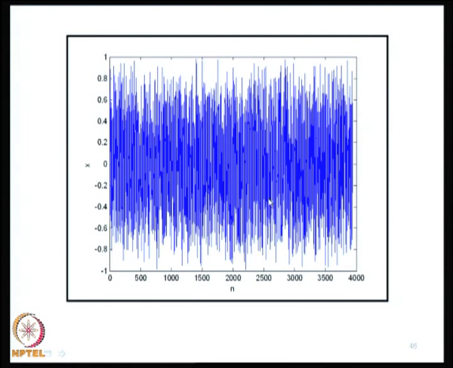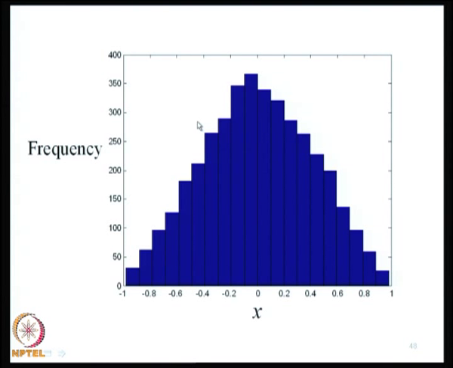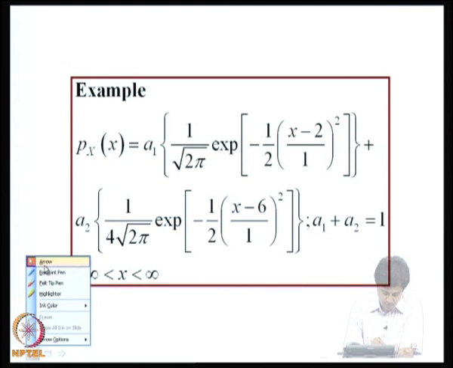This is characterless, I mean nothing can be inferred from this except that they are lying between -1 and +1, but if I draw the probability distribution function, blue is the simulation, red is the target, and this again is not quite revealing, but if you draw the histogram, you can see that the numbers are along this triangle.